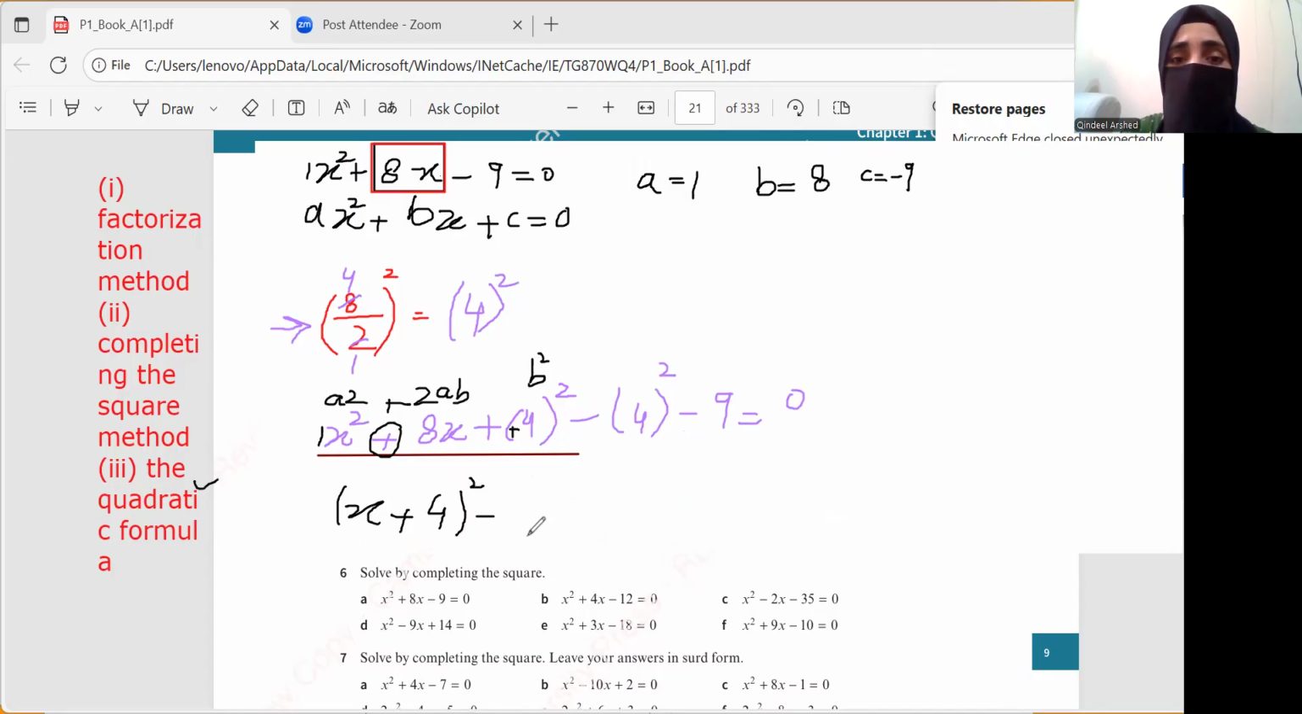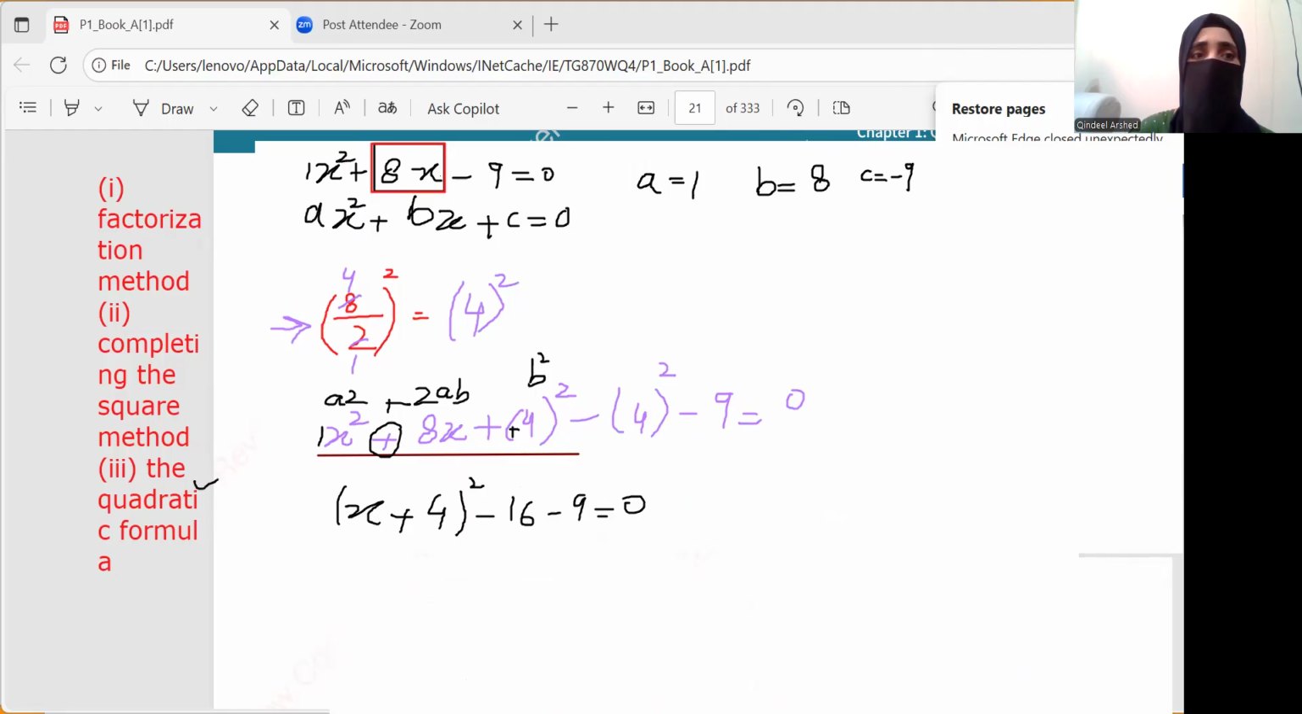If you take the square of 4, 4 square means 16. Minus 9 is equal to 0. I hope that till this step everything is clear. Okay, class, now almost 80% of the question is done. We have to simplify it a little bit more.